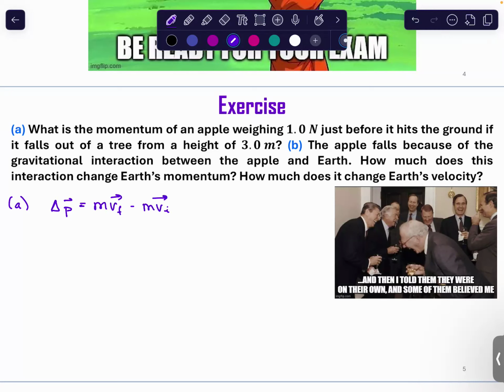Since initially it's hanging from the tree, that's going to be 0. So we're going to be solving for the change in momentum. So we need a mass and we need a velocity. We have a weight. We have a distance that the apple fell. How do we find a mass and a velocity?